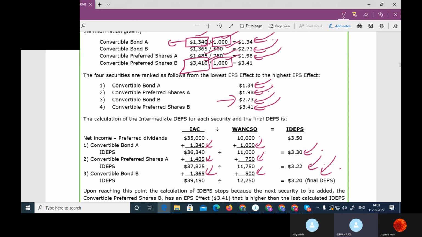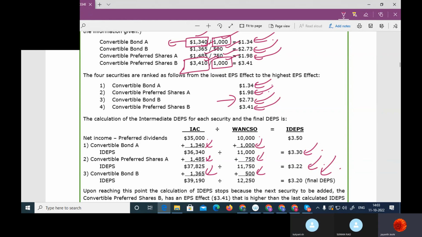So in the questions, they will be providing us all this information. What would be the convertible bond numerator and denominator? In the question, they will give the convertible bond price.